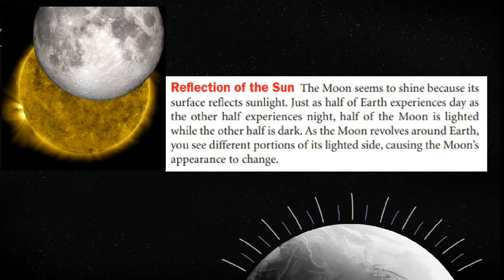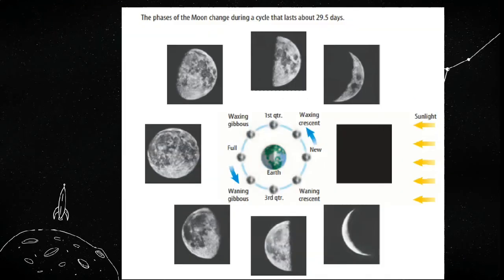Reflection of the Sun. The Moon seems to shine because its surface reflects sunlight. Just as half of Earth experiences day as the other half experiences night, half of the Moon is lighted while the other half is dark. As the Moon revolves around Earth, you see different portions of its lighted side, causing the Moon's appearance to change.